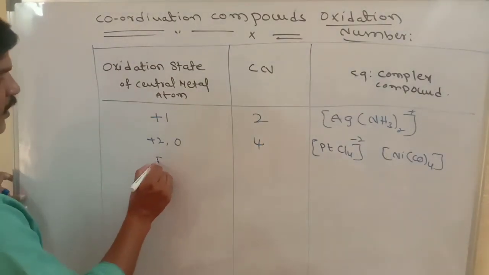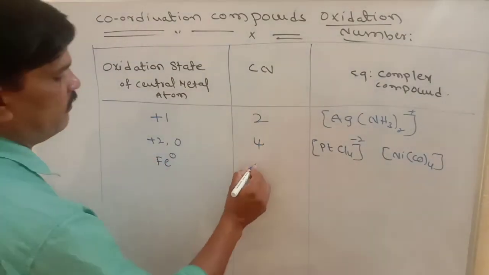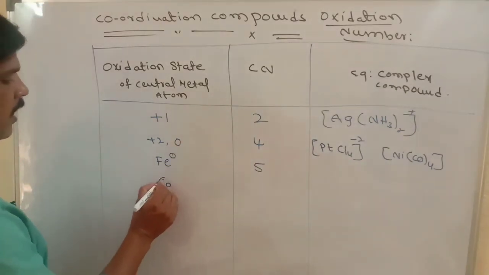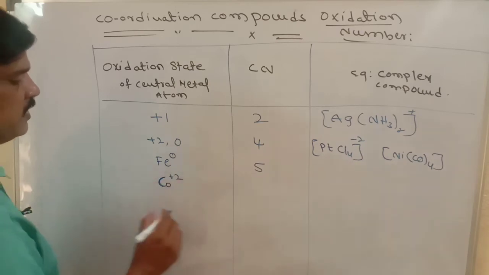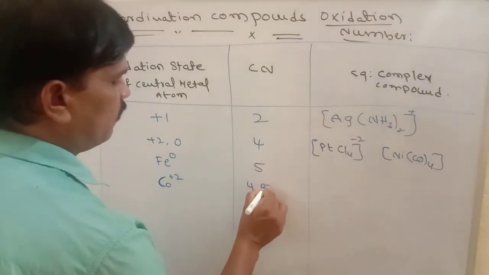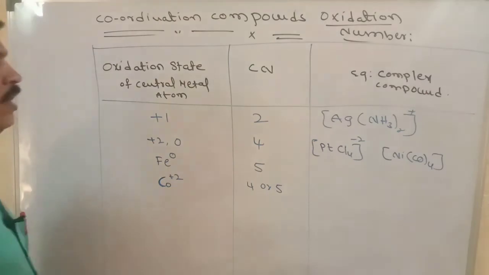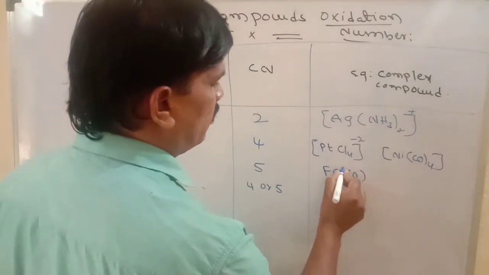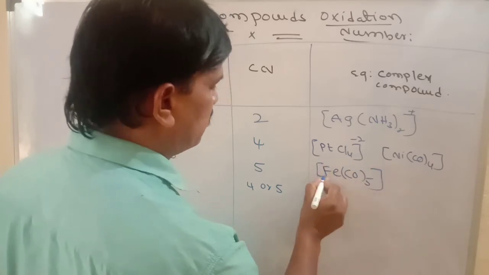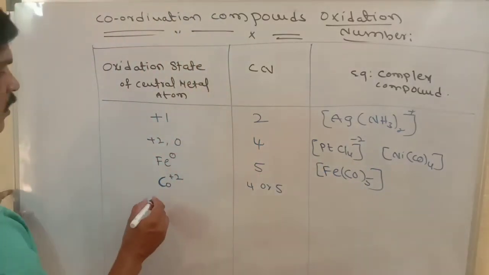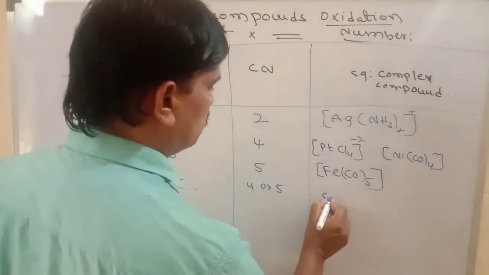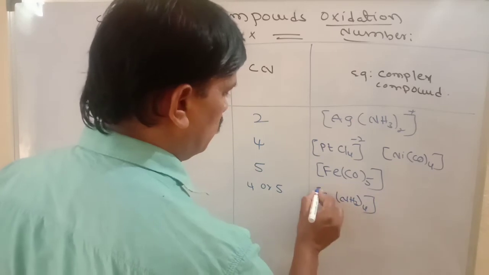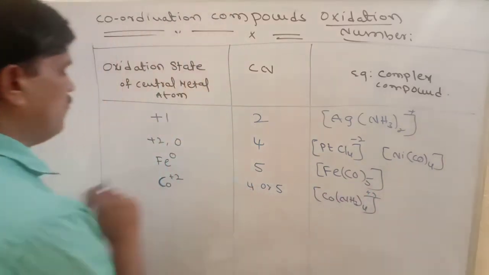If Fe 0 oxidation state is there anywhere, definitely their coordination number is 5. Chromium, cobalt, if you observe anywhere +2 oxidation state, their coordination number is 4 or 5 only. Fe(CO)5 means iron pentacarbonyl compound. This is the example for this. If you observe cobalt, Co(NH3)4 +2 only. This is the example for this type of complex compound.